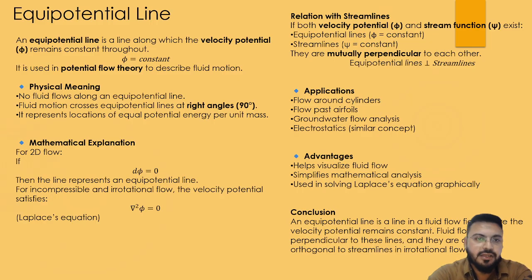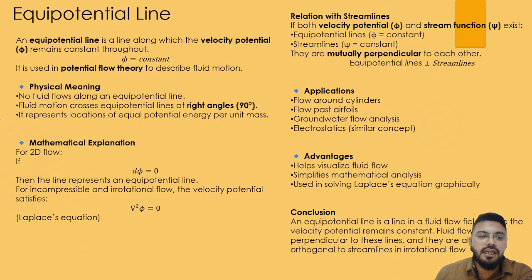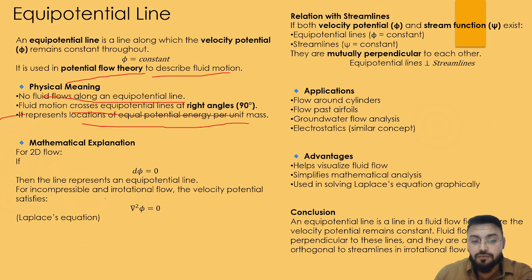Equipotential lines. It is a line along which velocity potential phi remains constant throughout. So phi is constant. It is used in potential flow theory to describe fluid motion. Physical meaning: no fluid flows along equipotential lines. Fluid motion crosses equipotential lines at right angles, and it represents the location of potential energy per unit mass. Mathematical expression is d phi is equal to 0. Then the line represents an equipotential line. For incompressible and irrotational flow, the velocity potential satisfies the Laplace equation.